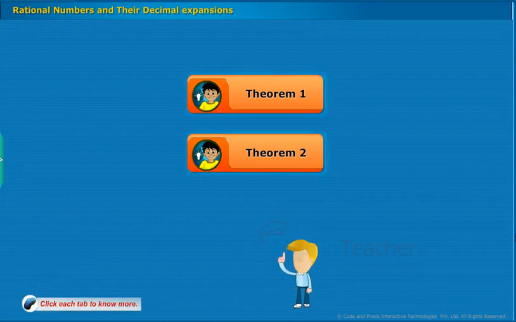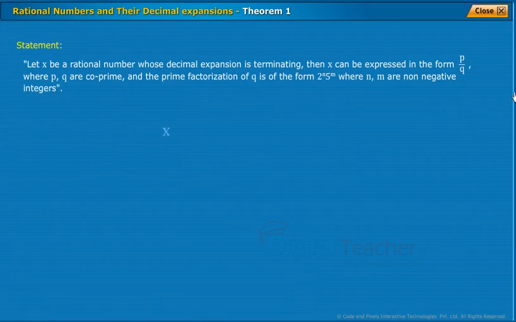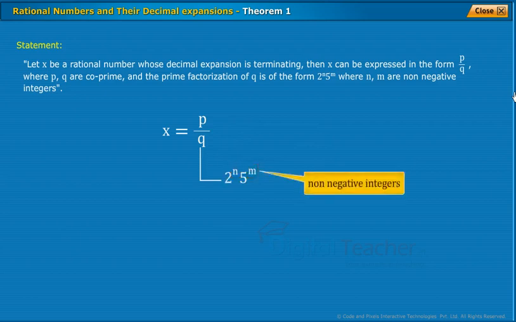Click each tab to know more. Let x be a rational number whose decimal expansion is terminating. Then x can be expressed in the form p by q, where p and q are co-prime and the prime factorization of q is of the form 2 power n, 5 power m, where n and m are non-negative integers.